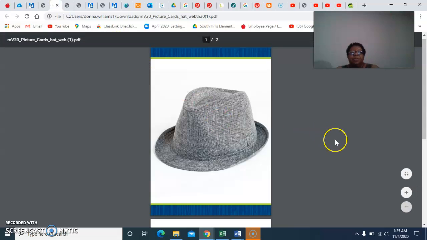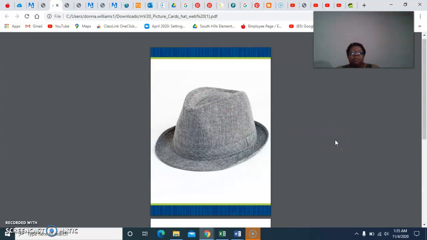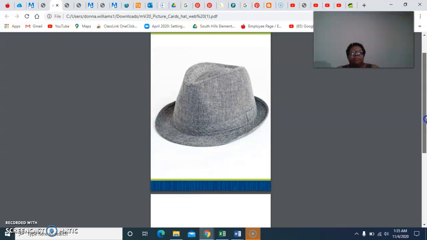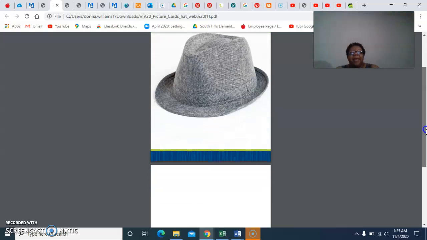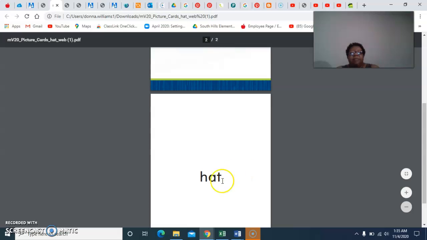Next, we have one of our new letters this week. We have H. We have a picture of a hat, and we have the word hat. And so it's a CVC word. We have consonant, vowel, consonant. So we have H, A, T. And if we were to sound it out, it would be h-a-t, hat.